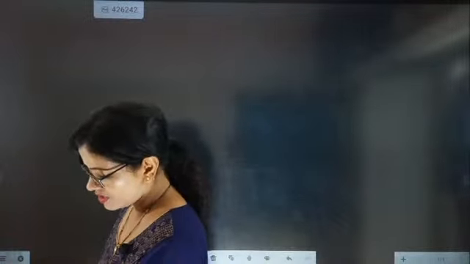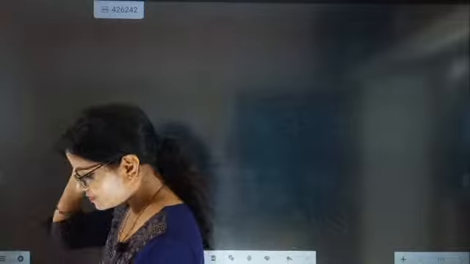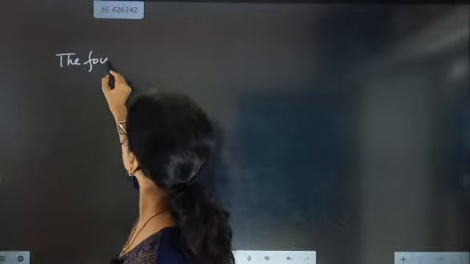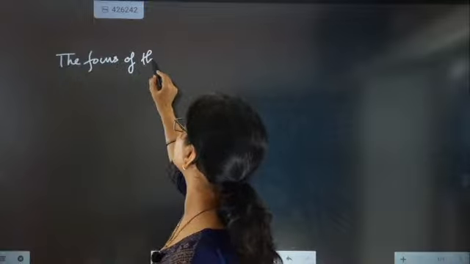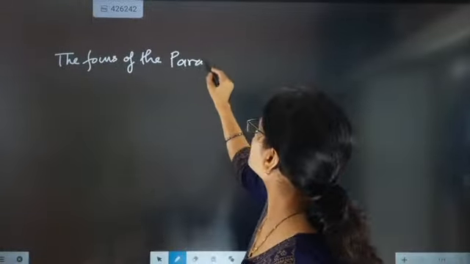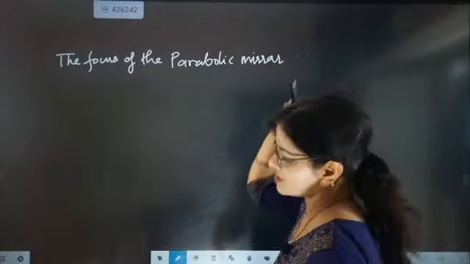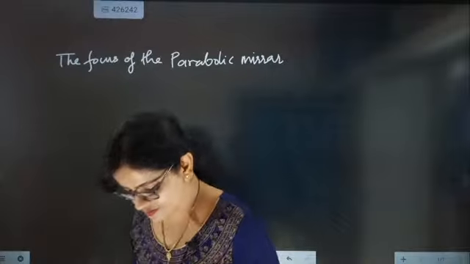So what is the question here? Understood everyone now? The focus of the parabolic mirror. So one parabolic mirror is there.